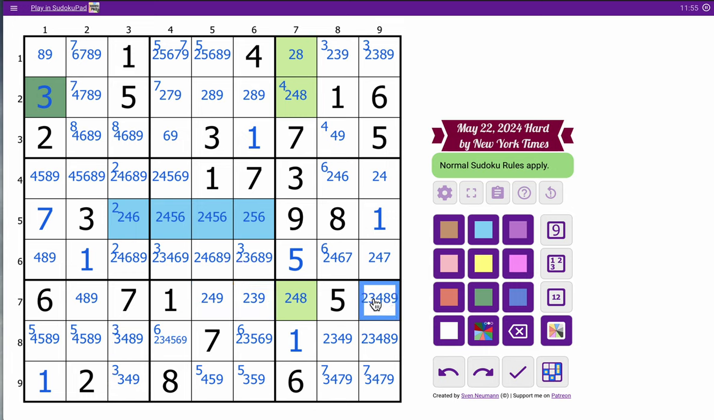Okay, row 7's a perfect quintuple. Okay, did I fill out too much? Maybe. 8's there. Okay, I've got an X-wing on 7s in columns 1 and 2. Or 2 and 4, rather.